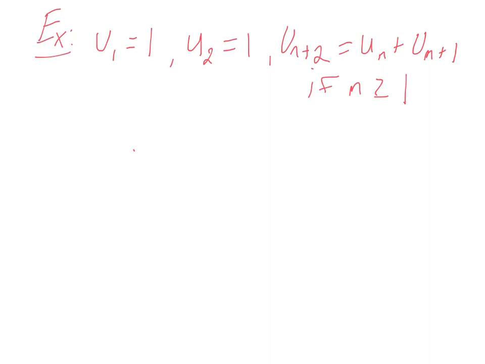This is sort of a weird one, but this is a recursively defined sequence. Essentially, the first two terms are given, and then the third, the fourth, the fifth terms are all just the sum of the previous two terms. So you have to keep track of what all your previous terms are. So go ahead and find the next 6 terms in this particular sequence.